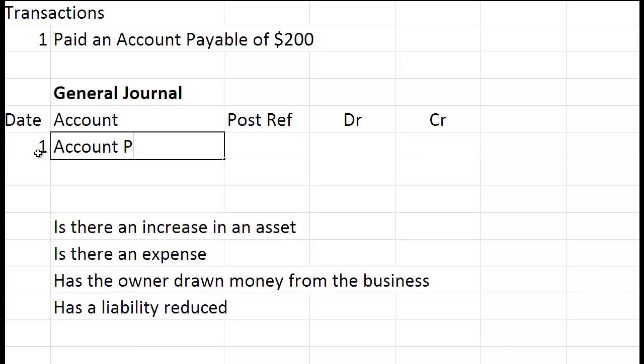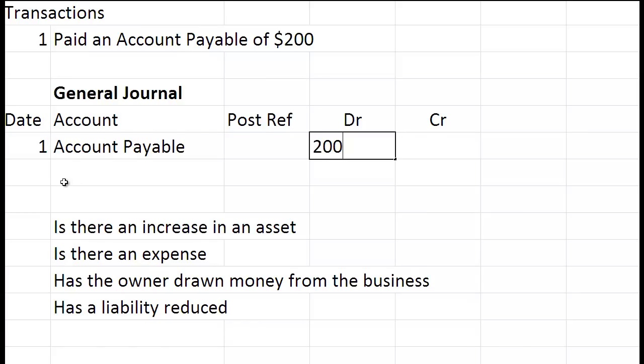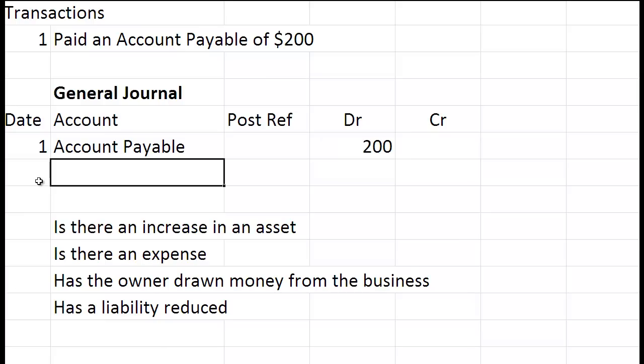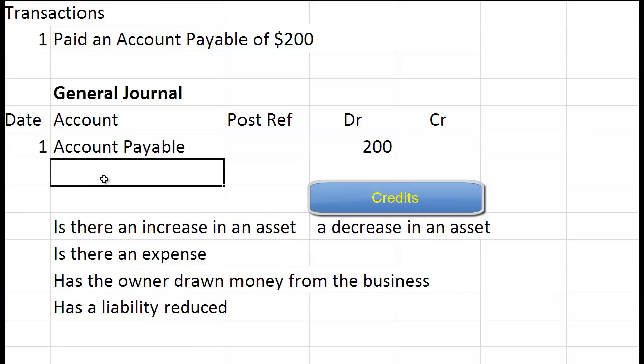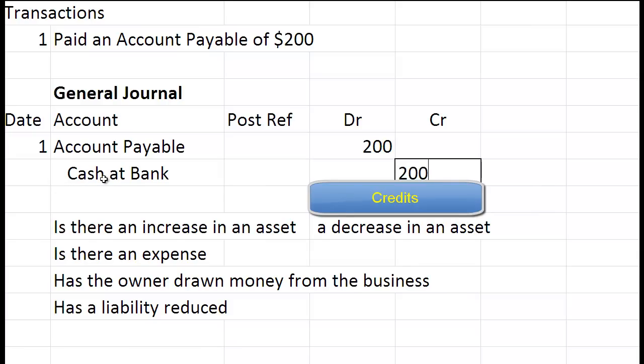Account is account payable. Posting reference we don't have as yet because we haven't posted it, so the debit is $200. Now we need to work out what is the credit part of this, and I guess that is pretty obvious, but we'll just go through the steps anyway. So we ask the question, and it's almost the opposite of these, and the questions would be, is there a decrease in an asset? Well, there is. We've answered that straight away because we know cash at bank is reduced $200, so that's our credit.